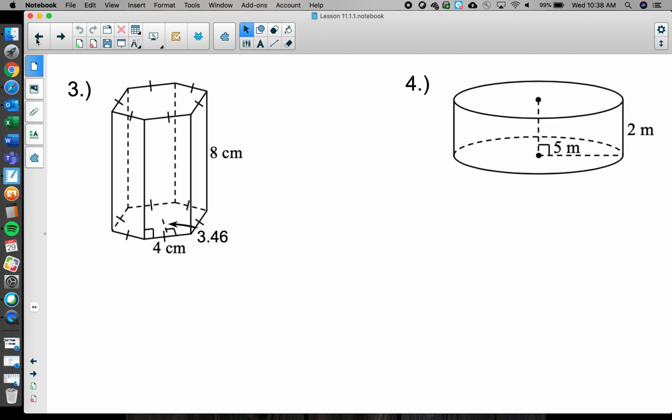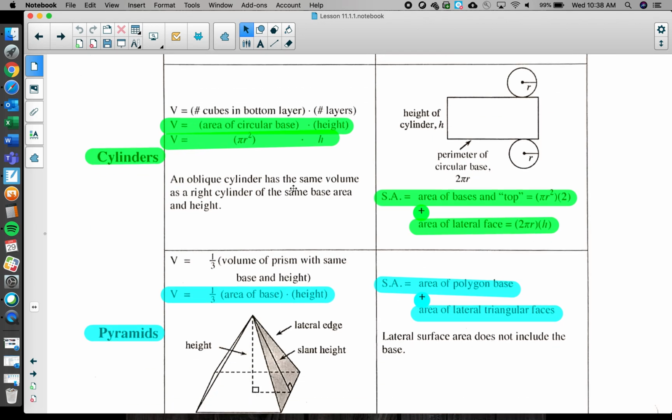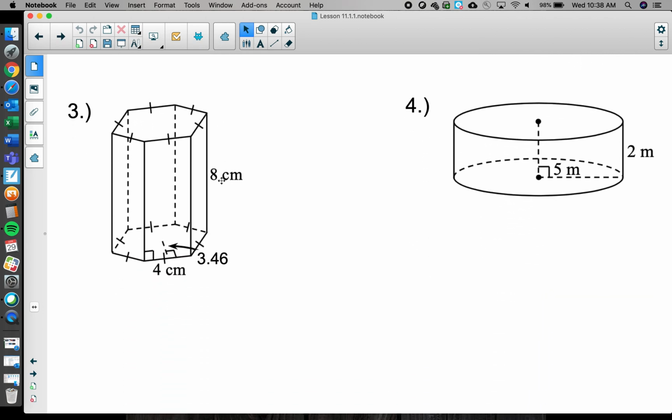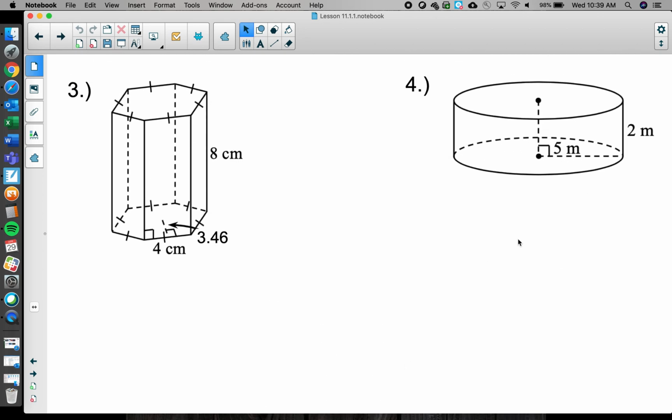Matter of fact, let me go back just a couple of slides here to refresh your memory. If we come back to the cylinders, here's exactly what that's talking about. The area of your bases is pi r squared, times 2, because there are 2 of them. And then the lateral face, your rectangle, there's your 2 pi r times your height to find the area of the rectangle part. So you're going to want to apply that on problem number 4. And then finally, problem number 5, same idea. The only difference is down here, this 11 is the diameter, not the radius. So remember, you have to cut that in half in order to get the radius. Otherwise, number 5 is very similar to problem number 4.